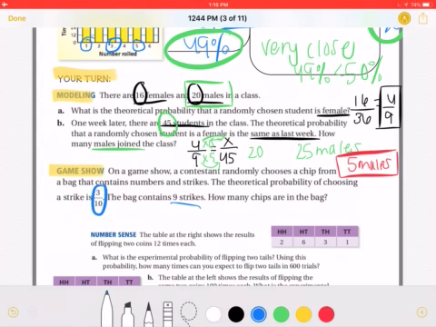So let's take a look. We have 3 out of 10, that's our probability of choosing a strike. I want to know if there's 9 strikes in the bag, how many chips in total are in the bag? So now we're just solving this. I know 3 times 3 is 9, so what's 10 times 3? Our answer should be 30.